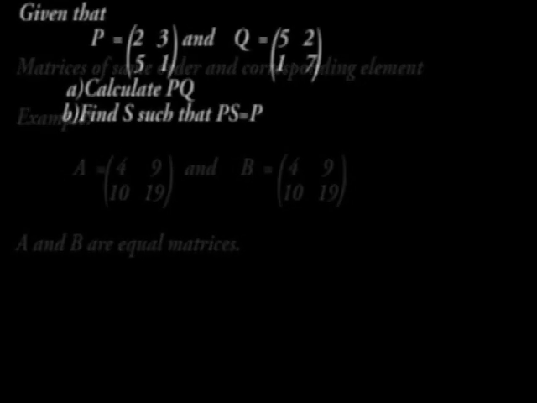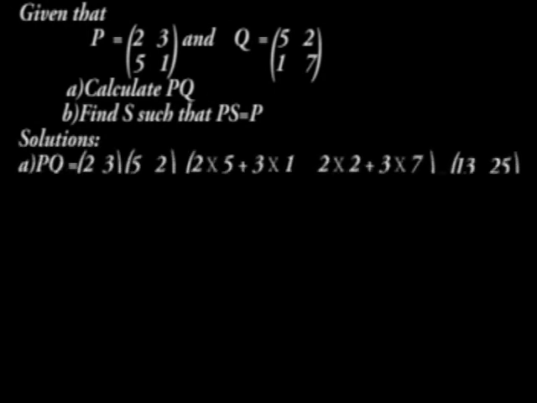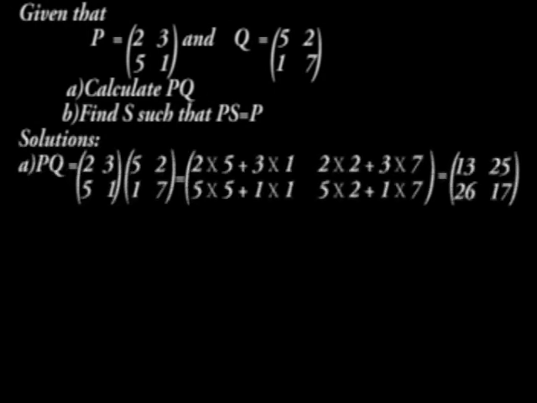Example: given that P is equal to 2 3 5 1 and Q is 5 2 1 7, calculate PQ. Find S such that PS is equal to P. In our solutions for 1, PQ is equal to P times Q, and we shall end up with 13 25 26 17.